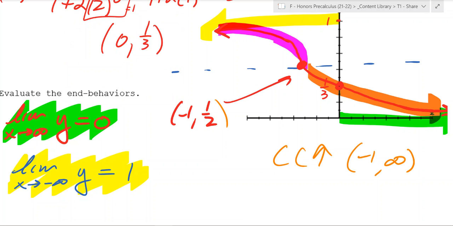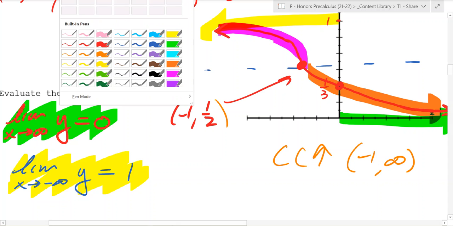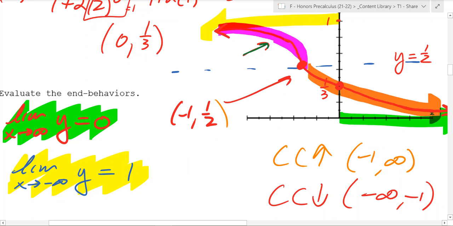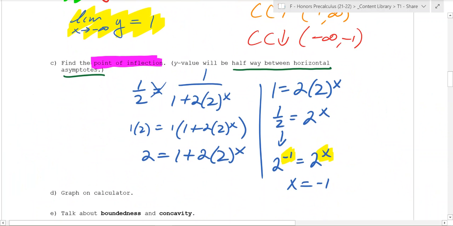Let me see if I can get this right. I'm trying to get the color back. Can't get the right color, but I'll try. This one right here, the red, we'll call it red right there, concave down from negative infinity all the way to negative 1. It happens because the point of inflection is halfway between the horizontal asymptotes.